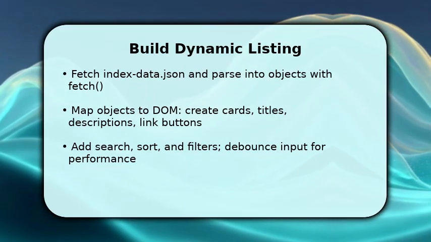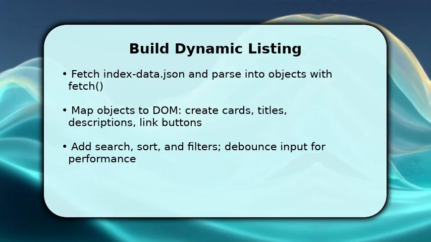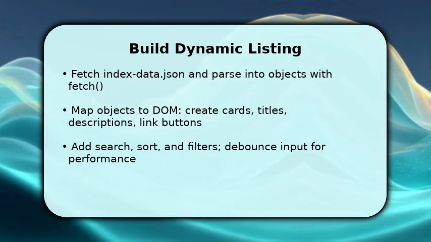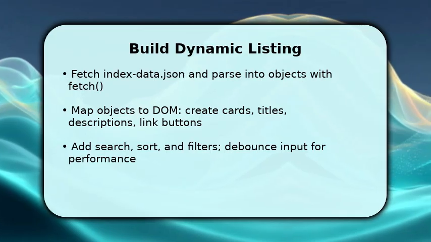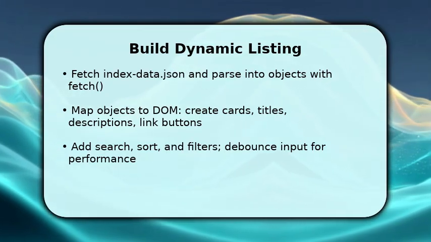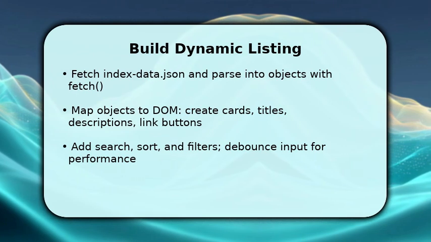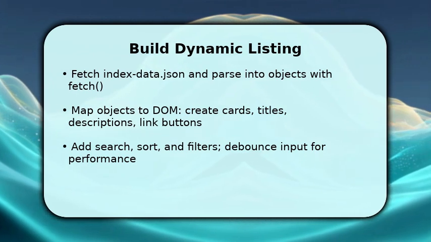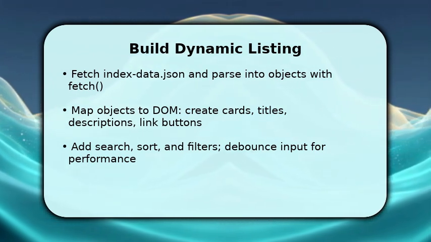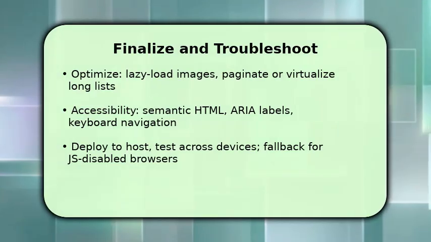Use a debounce of about 300 ms for search input to avoid excessive re-renders. Make sure to separate data logic from DOM updates, so updates remain predictable and performant. You finish by polishing behavior, accessibility, and deployment so the index page is reliable.